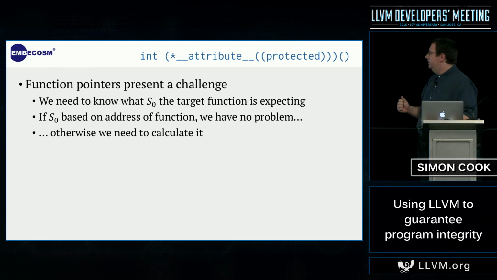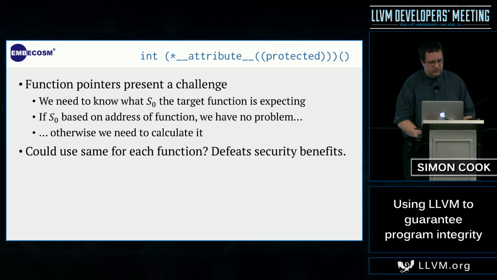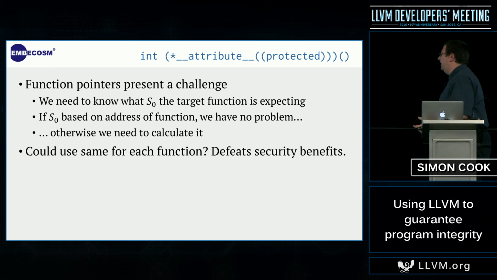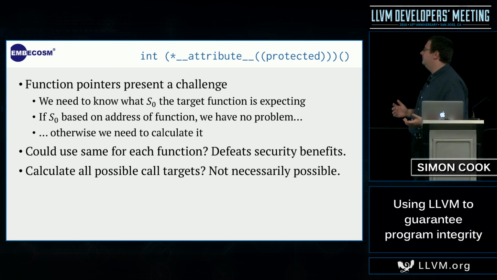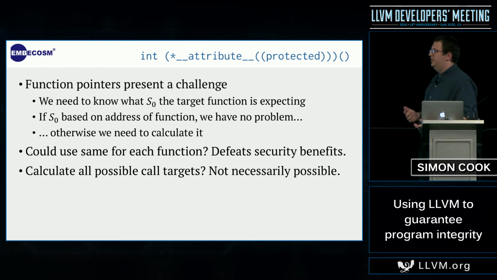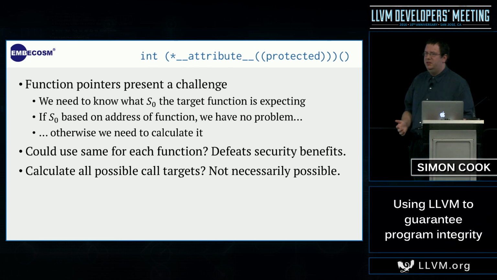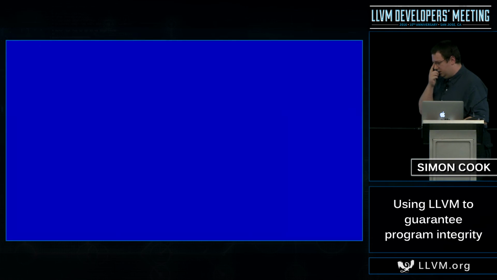One approach could be to use the same initial state for each function, but that defeats the purpose of having such a system. If suddenly you can call everything again, then why did we bother? We could calculate all possible call targets. Maybe. I mean, generally not, because the chances of your function pointer only ever calling functions in the same compilation unit is rare. Even under LTO, if you have just a single function in assembly, that would defeat the whole thing.